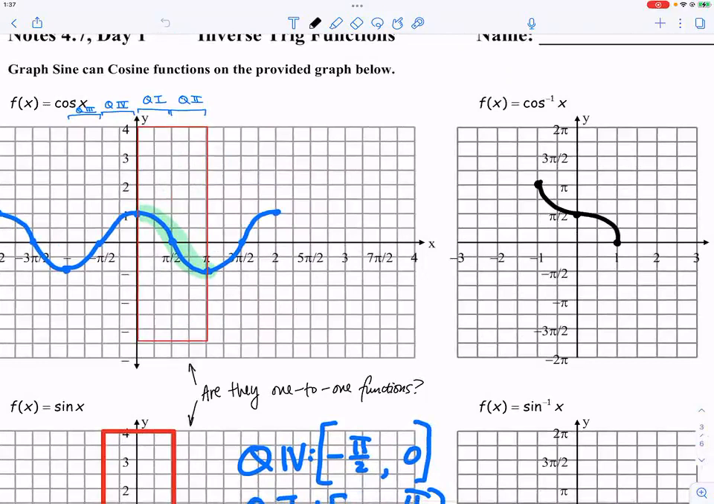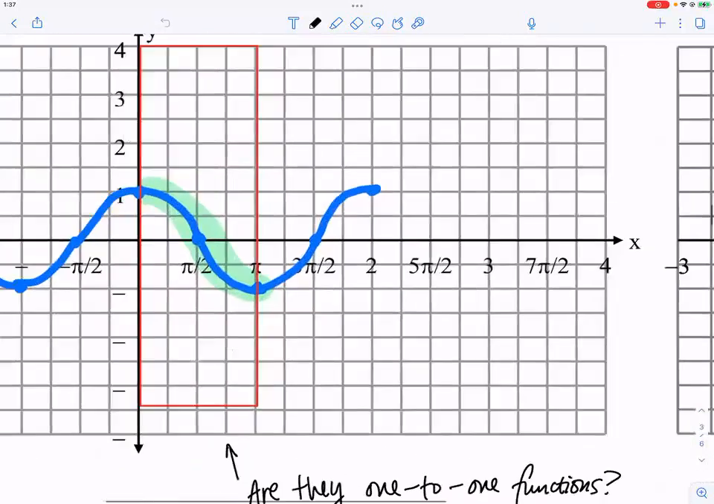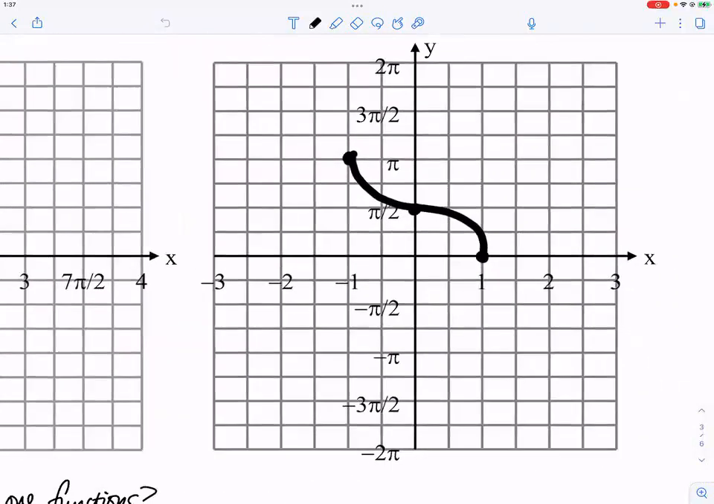So for cosine, we will restrict to quadrants 1 and 2. Quadrant 1 will always be the positive values, and we will select quadrant 2 because that would cover the negative value portion. It would not be quadrant 4, because quadrant 4 and quadrant 1 together will not be a one-to-one function. So that's a very easy selection. Once we have those points, we plot them, swap the x and y, and then we draw the line.